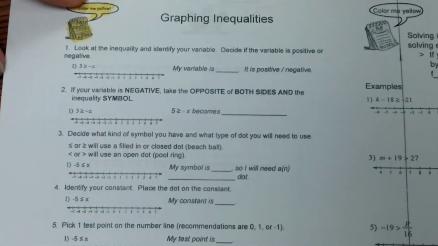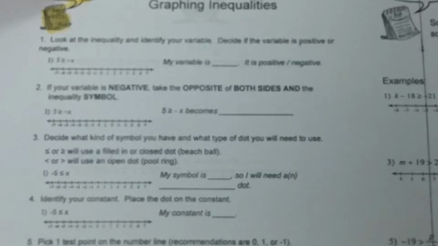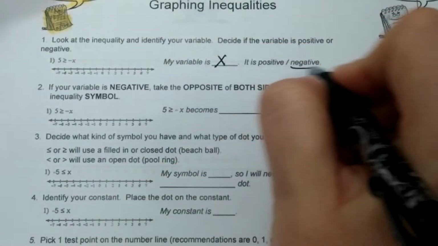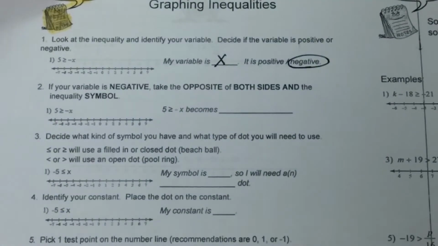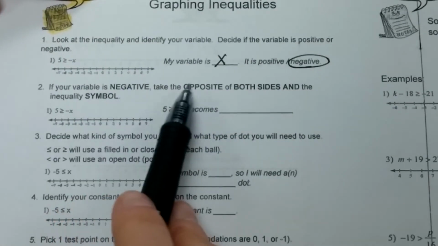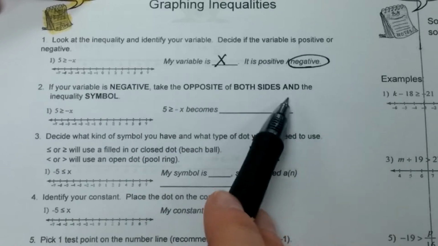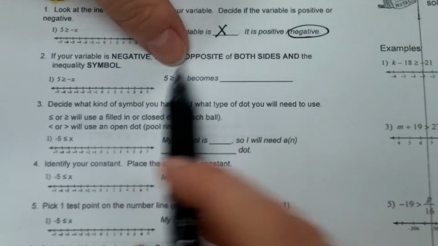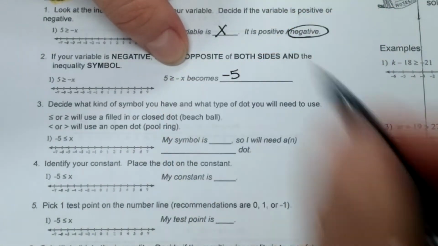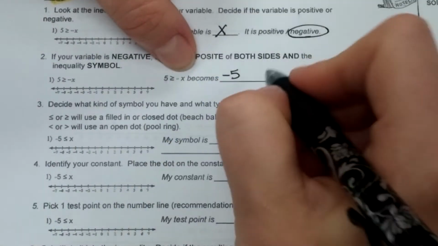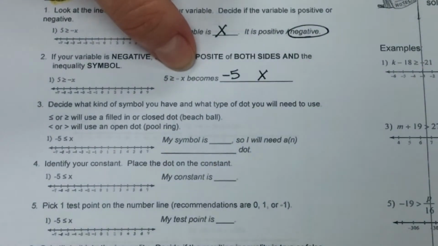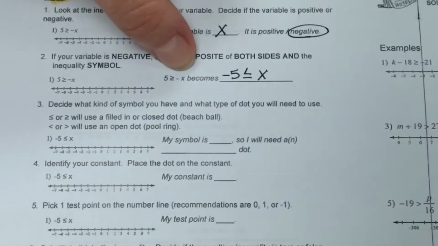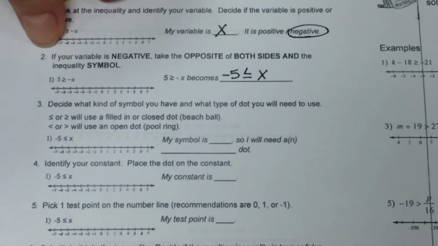So if I look at my example here, I have 5 is greater than or equal to a negative x. So my variable is x, and it is negative. Step 2. If your variable is negative, take the opposite of both sides and the inequality symbol. So we're going to take the opposite of both sides. The opposite of 5 is negative 5. The opposite of negative x is x. And then I'm going to take the opposite of greater than or equal to, and that would be less than or equal to. If your variable is positive, you can skip step 2.